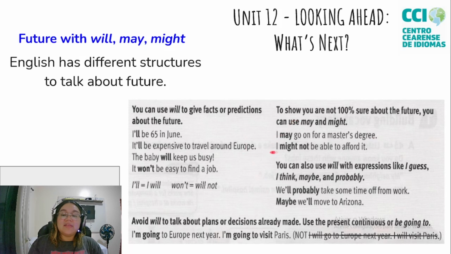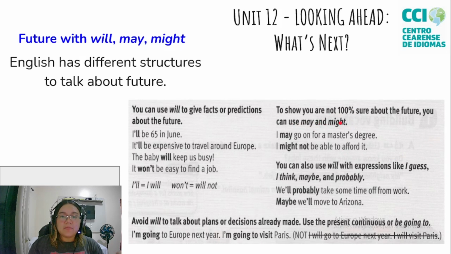But then he says, I might not be able to afford it. So he is not sure if he will have money to pay for his master's degree. It's something that he's not sure about in the future. Will he be able to pay? He doesn't know. So he says, I might not be able to afford it. But maybe he will be able to. And that is why he is using the word might. He's not sure about the future.